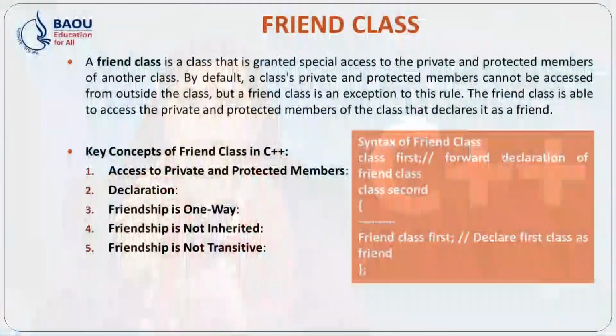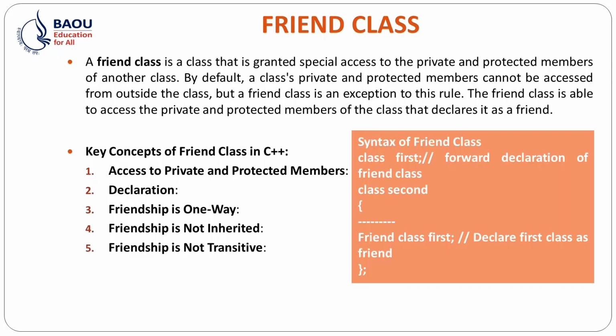Third is friendship is one way. Why? Because friendship between two classes is one way unless you explicitly declare both classes as friends of each other. Meaning, if class A is a friend of class B, it doesn't mean that class B is a friend of class A in the C++ language.